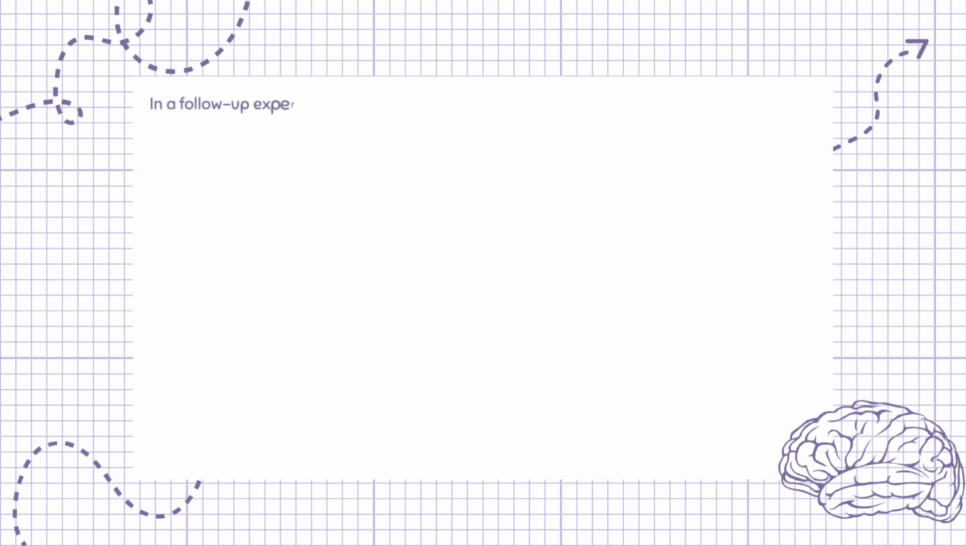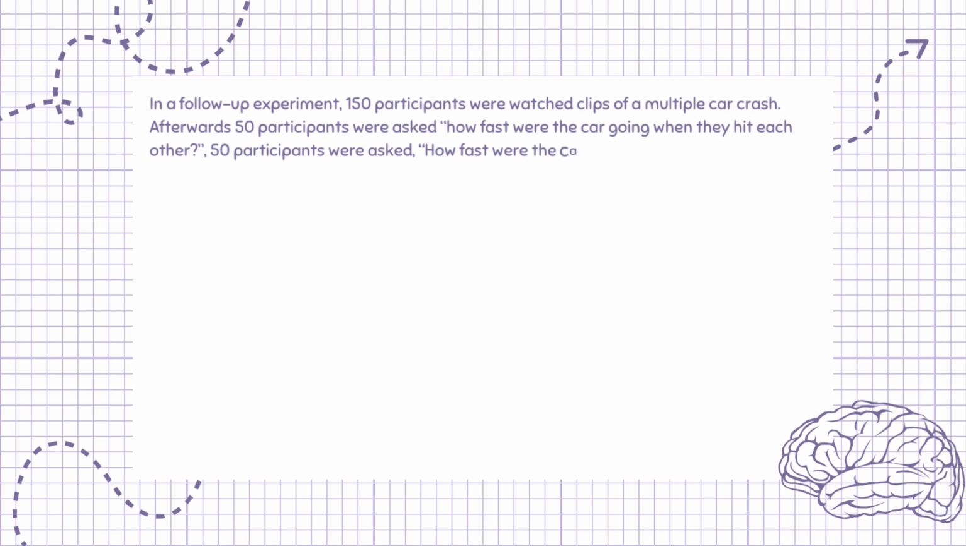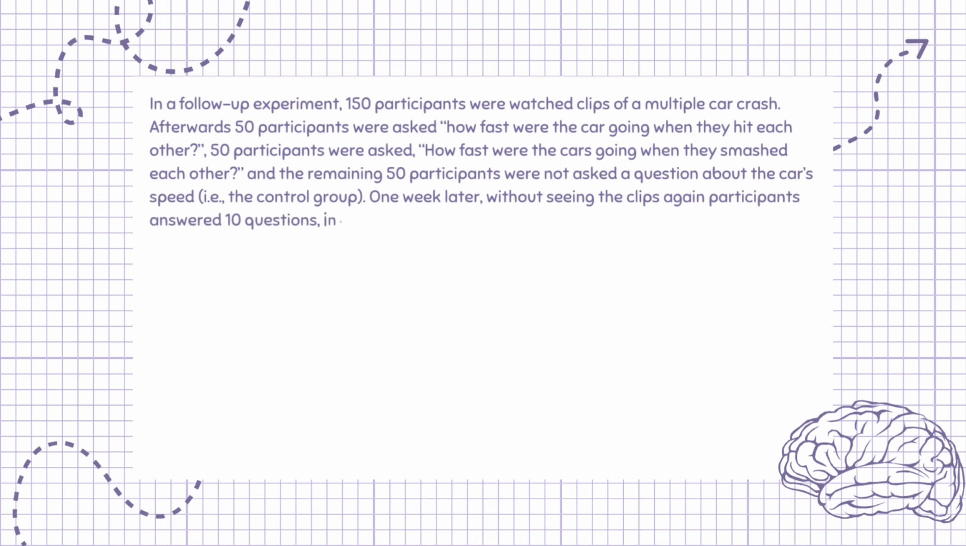In a follow-up experiment, 150 participants watched clips of a multiple car crash. Afterwards, 50 participants were asked how fast the cars were going when they hit each other, 50 participants were asked how fast the cars were going when they smashed each other, and the remaining 50 participants were not asked a question about the cars' speed, i.e., the control group. 1 week later, without seeing the clips again, participants answered 10 questions, including a critical question: did you see any broken glass? Yes or no.